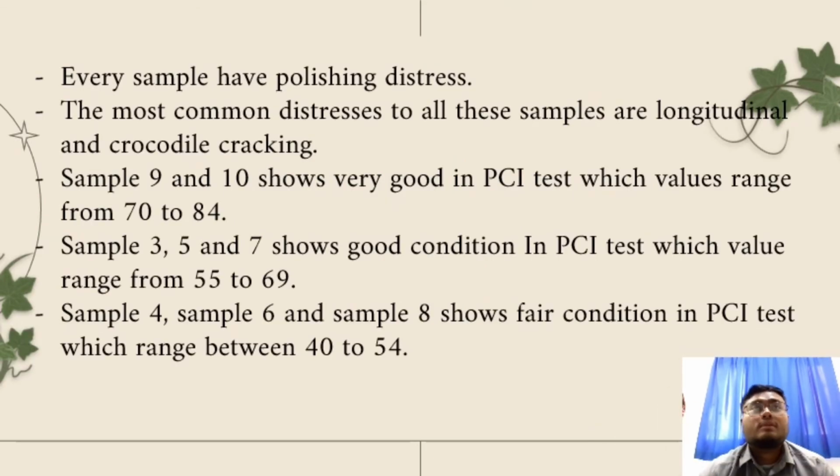Okay, so from the result we can see every sample has polishing distress, and the most common distresses from all these samples are longitudinal and crocodile cracking. Samples 9 and 10 show very good condition in the PCI test, with values ranging from 70 to 84. Samples 3, 5 and 7 show good condition, with values from 55 to 69. Samples 4, 6 and 8 show fair condition, ranging between 40 to 54.